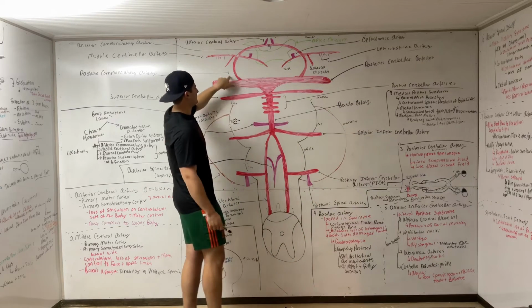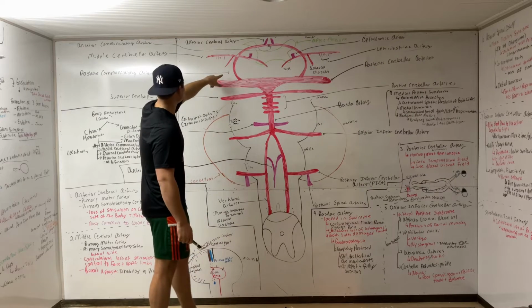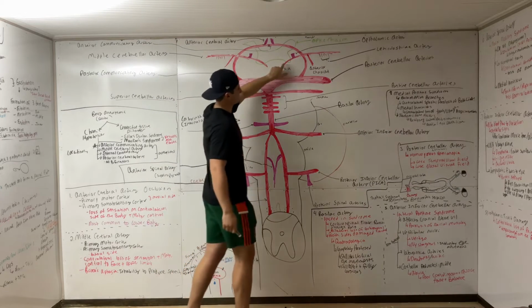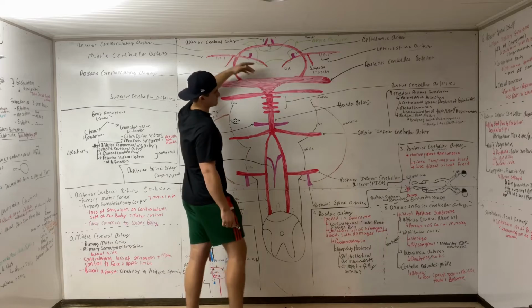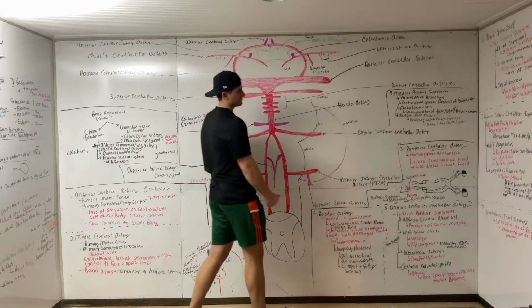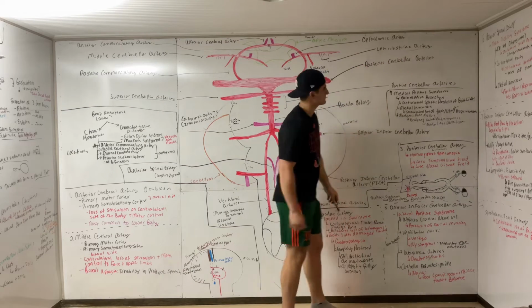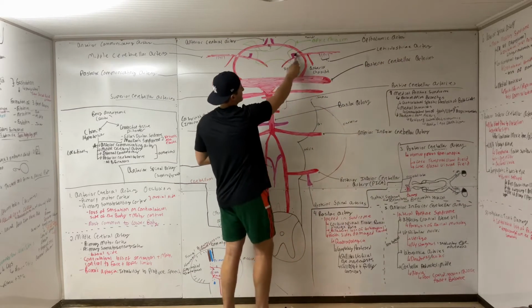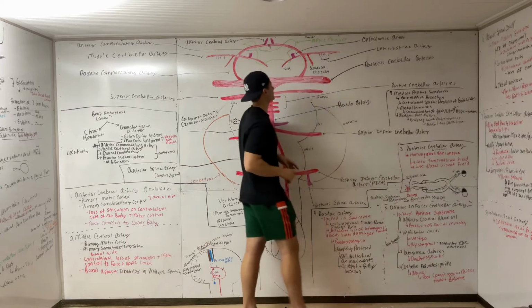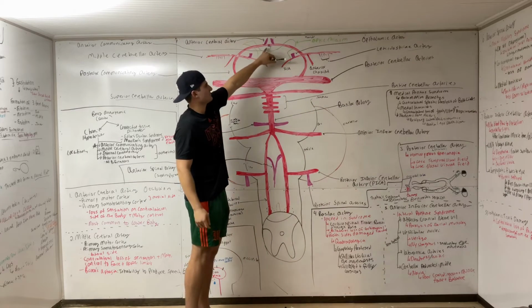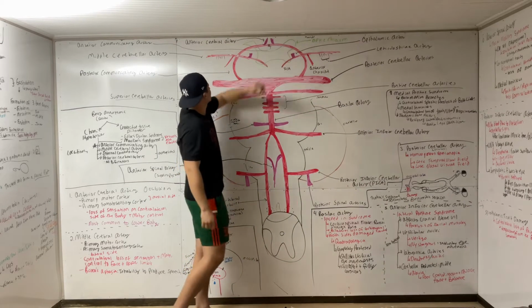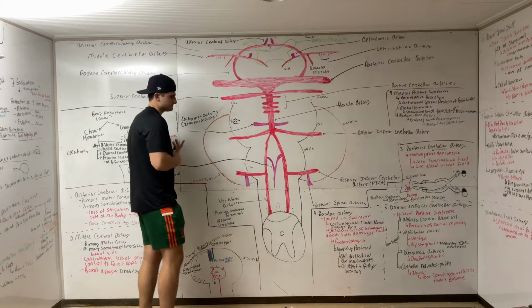Continue upwards, we have the posterior communicating arteries. Right here is the internal carotid artery. Branching off of that is the anterior choroidal. Branching off of that is the lenticulostriate artery. Branching off of these guys are the ophthalmic arteries. Proceeding upwards, we have the anterior communicating artery, and then finally the anterior cerebral artery.